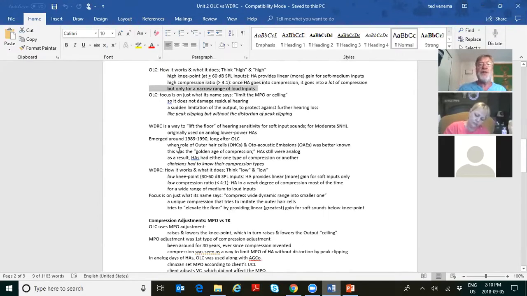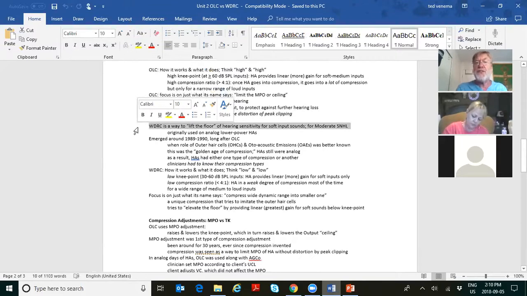The focus is on just what it says, to limit the MPO or ceiling so that it does not damage the client's remaining residual hearing. It's a sudden limitation of the output to protect against further hearing loss, like peak clipping, but without the distortion of peak clipping. Next paragraph.